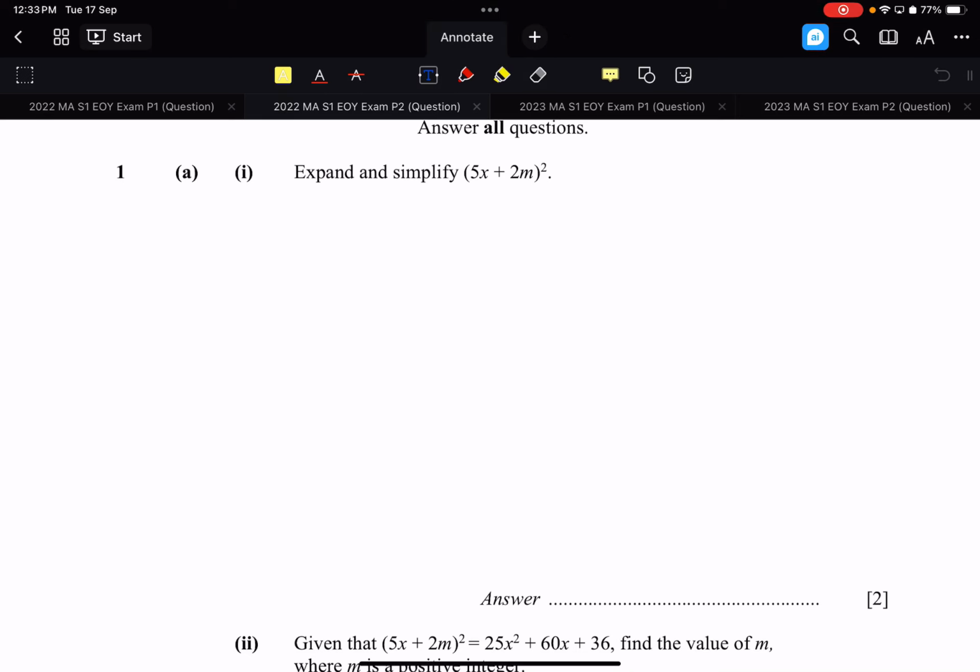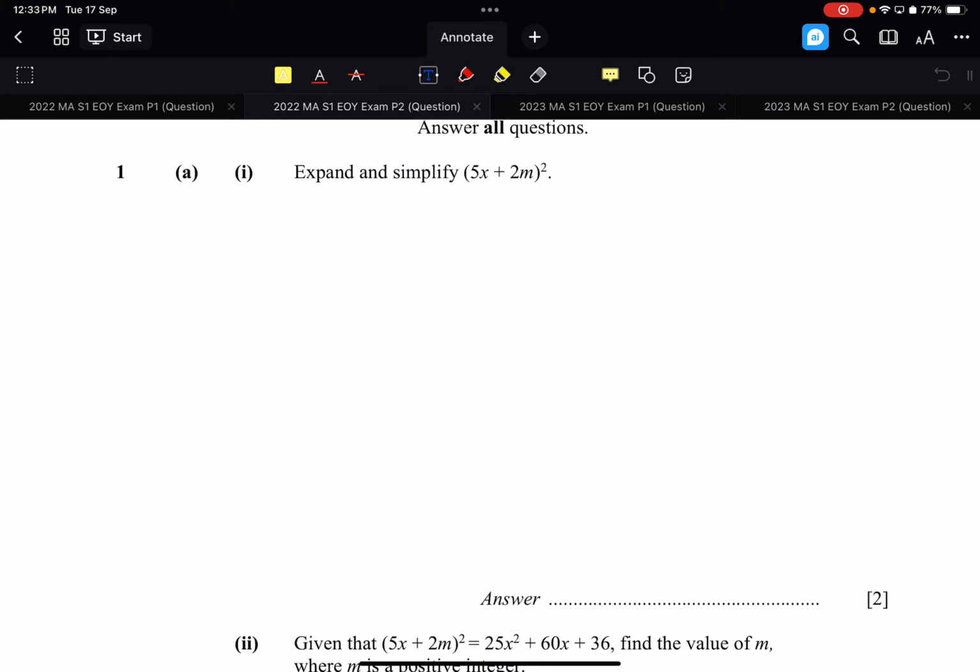Okay, hello students. So now we're going to look at the 2022 paper 2. Let's work through this. You should have done it in class already. So this is my work solution. You can compare answers. Hopefully you're successful. If not, do your corrections and learn from your mistakes.